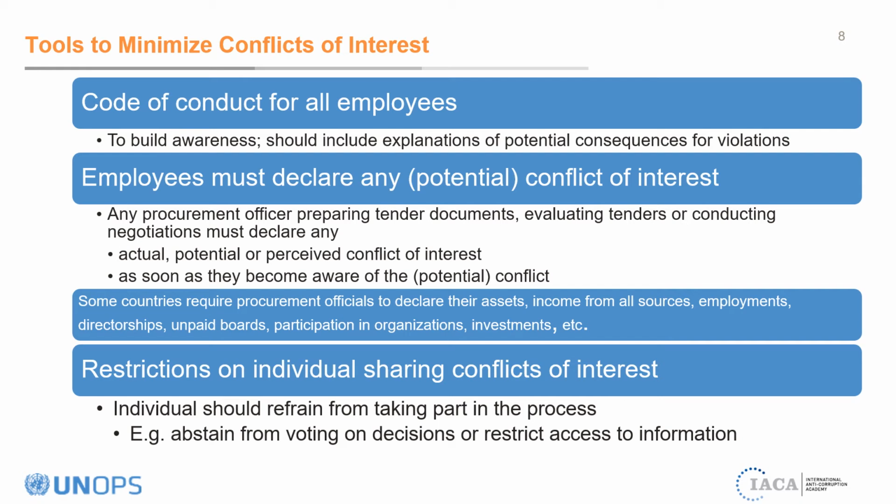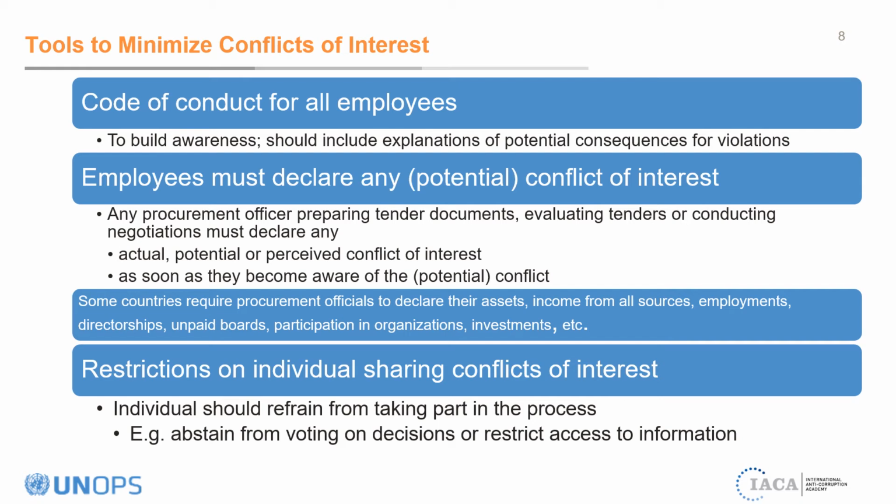Employees should be called upon to declare any potential conflicts of interest. For example, any procuring officer preparing tender documents, evaluating tenders, or conducting negotiations should declare any actual, potential or perceived conflict of interest as soon as he or she becomes aware of the potential conflict. Again, this is important to ensure the integrity, ensure the perceived legitimacy of the procurement process.